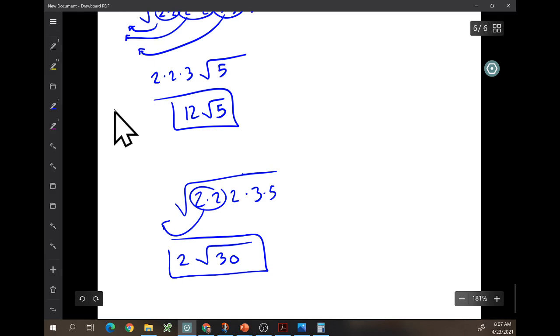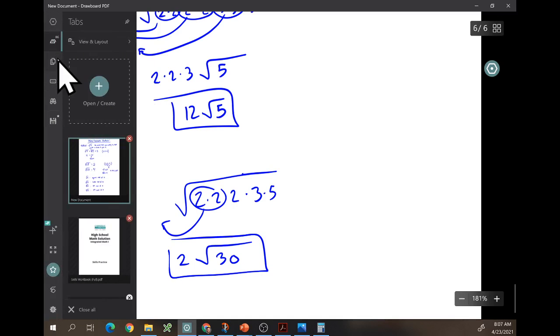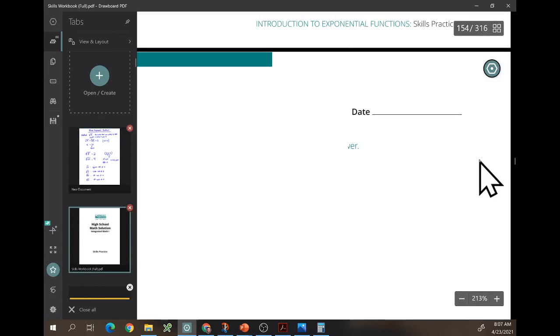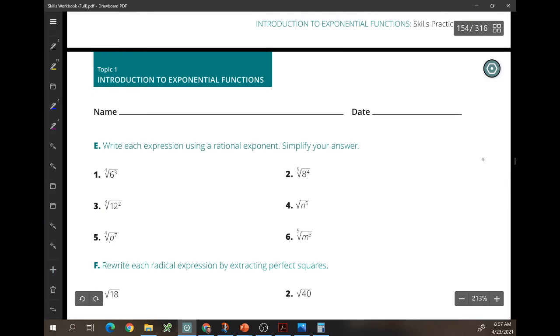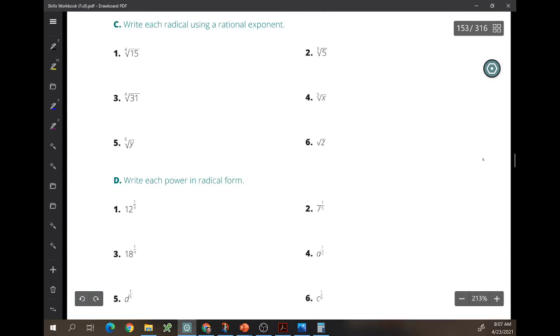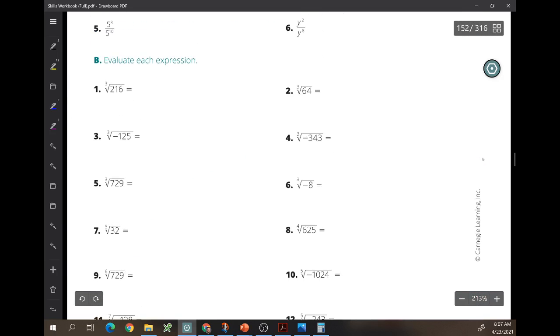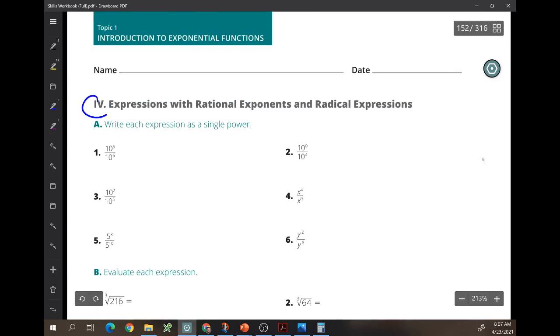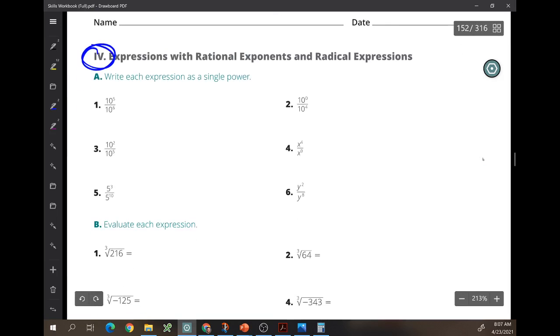So our homework is going to be all this stuff. So basically for our homework, we are going to have the skills page. We'll also have a Mathia, but we'll have the skills page, and it's going to be the entire section 4. So just the entire section 4. So part A is super easy. I'll just do an odd answer from each of these.